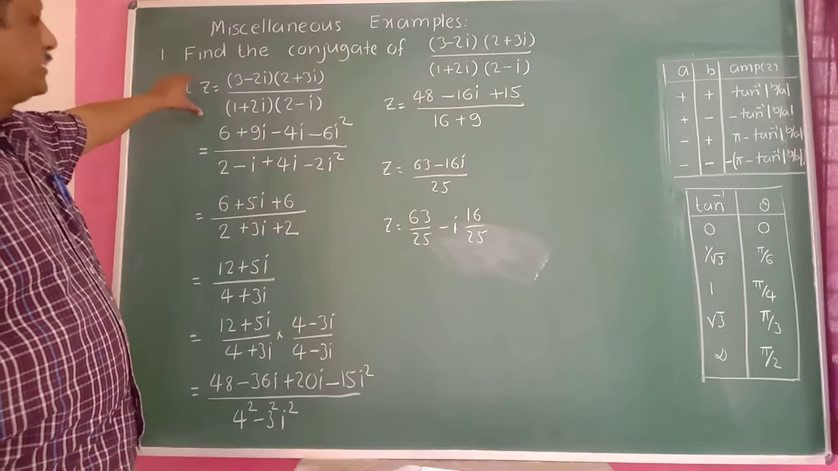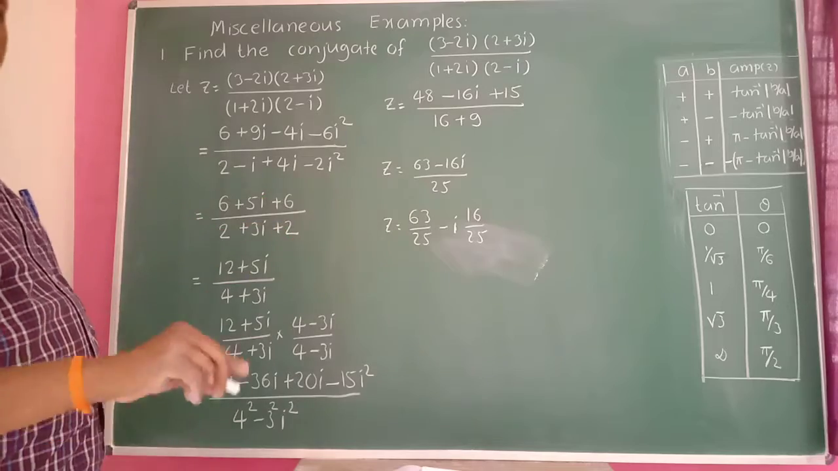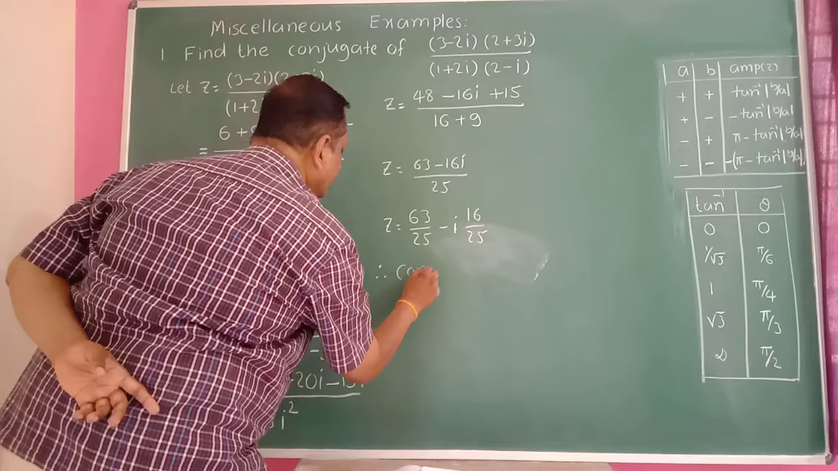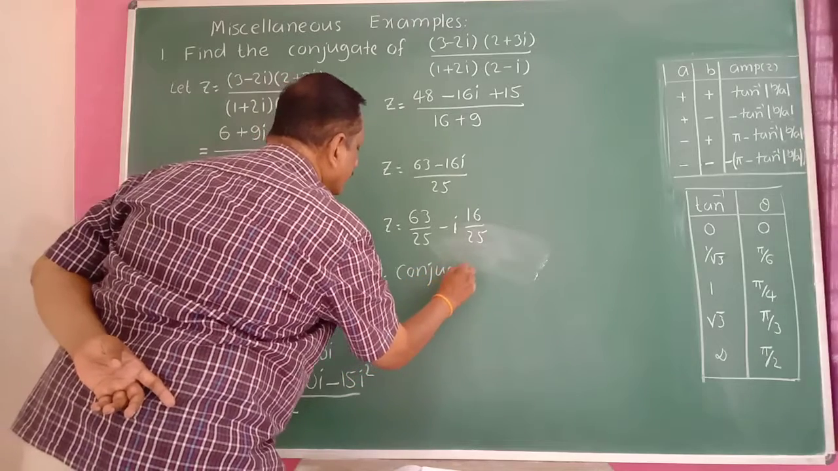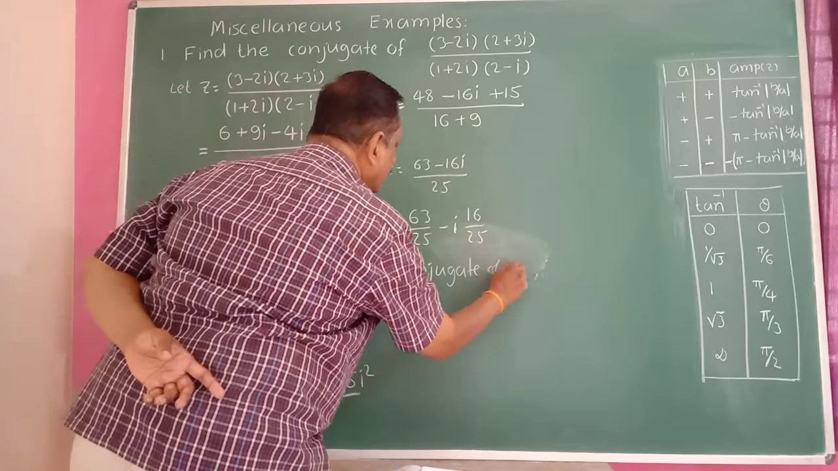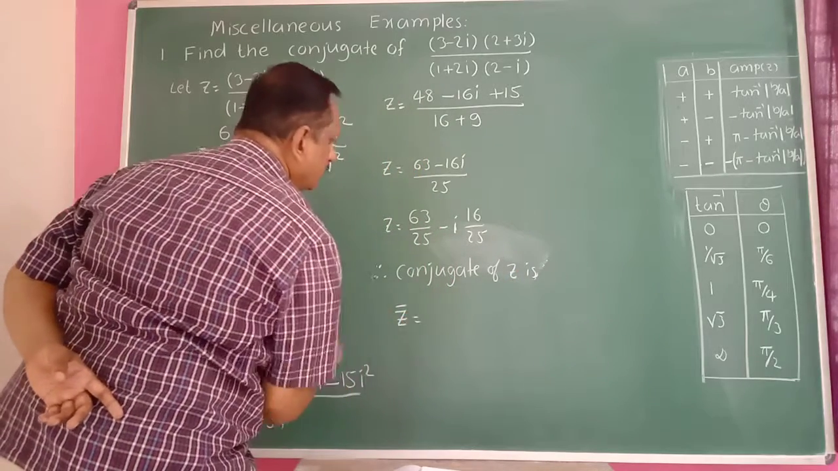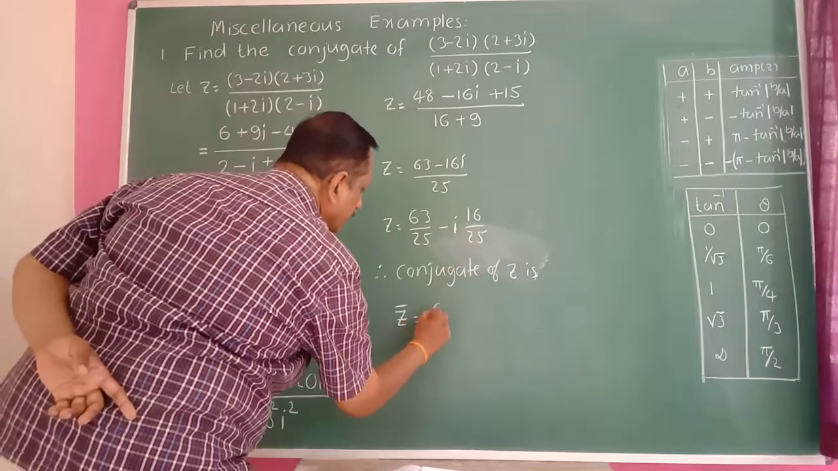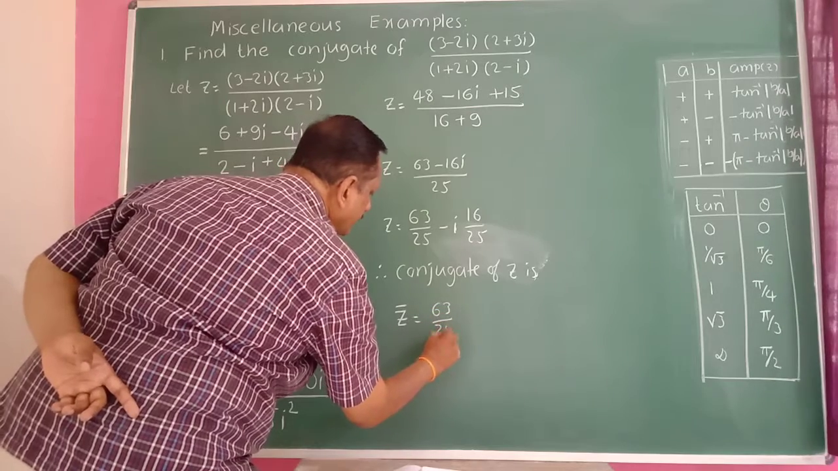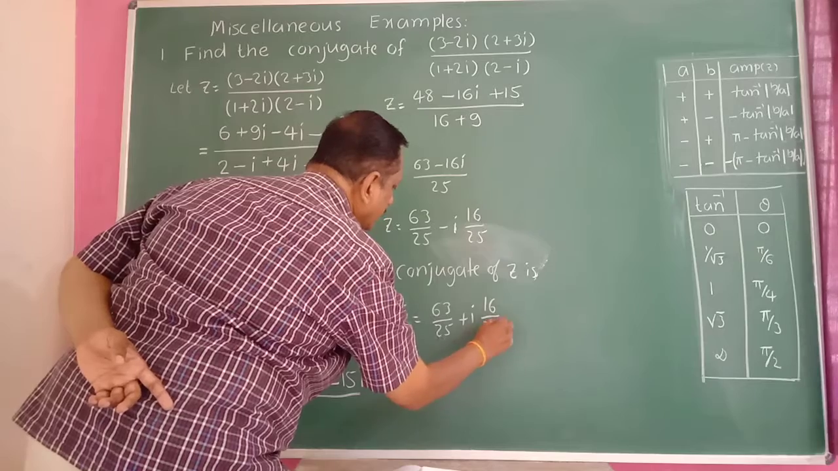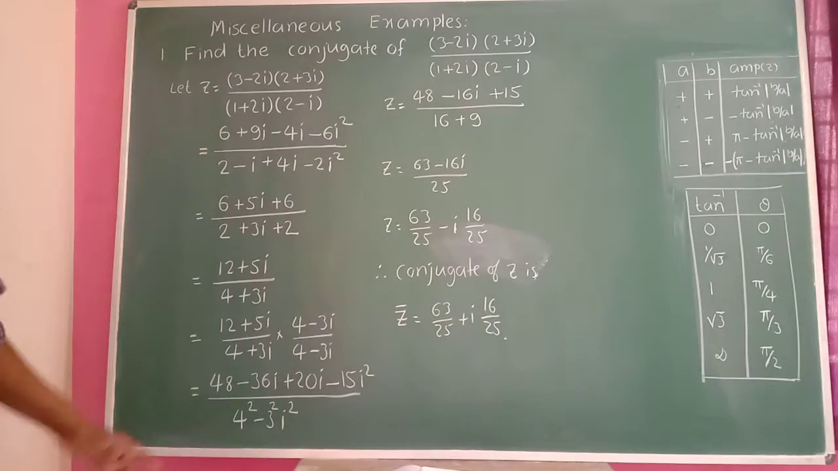So the simplification is this again. Here we want its conjugate. Therefore, the conjugate of z is z bar. Just change its sign here. 63 by 25 plus i into 16 divided by 25. So this is the answer here.